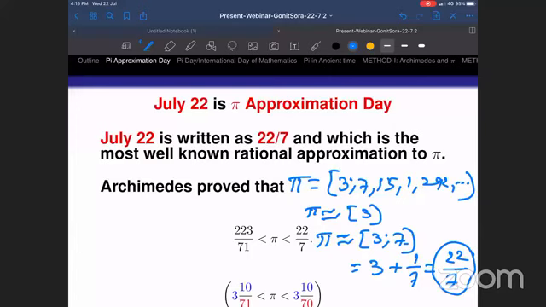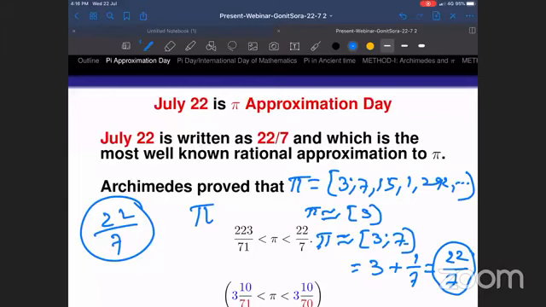Okay. So therefore, 22 by 7 will approximate the value of pi, the irrational number pi. Remember that 22 by 7 is rational, but it is a rational approximation of the irrational number pi. Okay. So 22 by 7 is a convergent of pi. All right. And the simple continued fraction expansion will give the convergents, which give the best approximation of the irrational number.